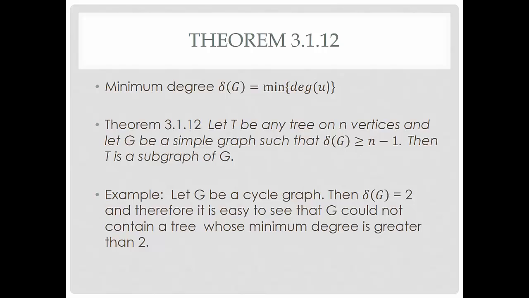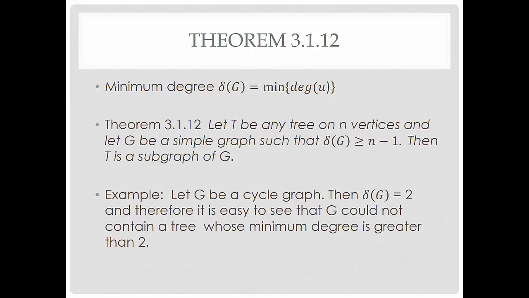So the theorem states that if T is any tree on n vertices, and G is a simple graph such that it has minimum degree at least n minus 1, where n again is the number of vertices of a tree, then we know that the tree T is a subgraph of G.